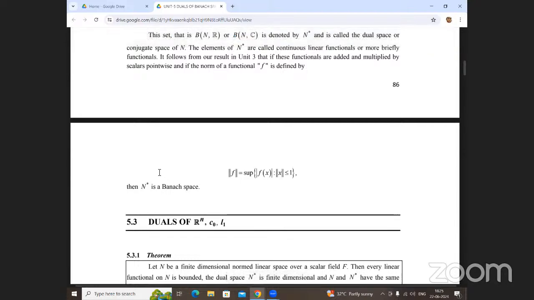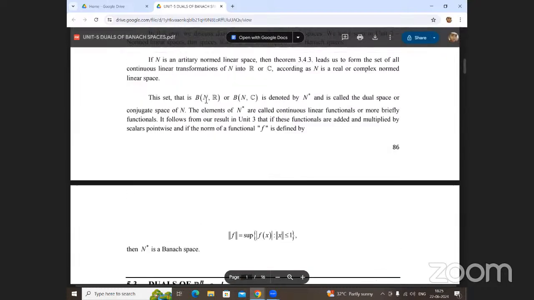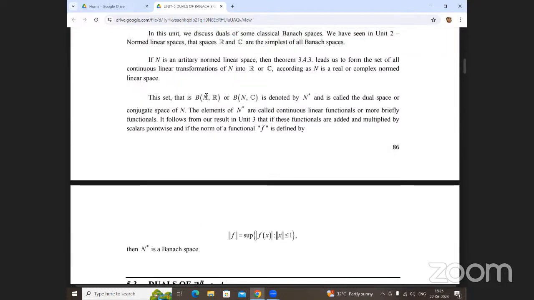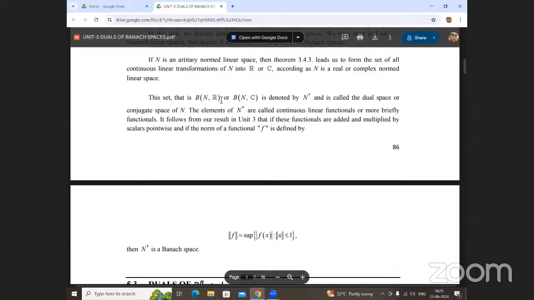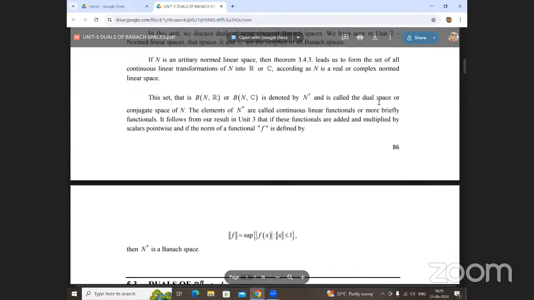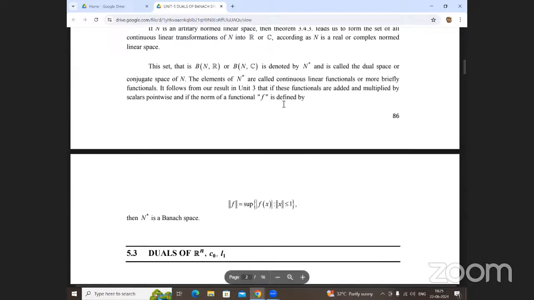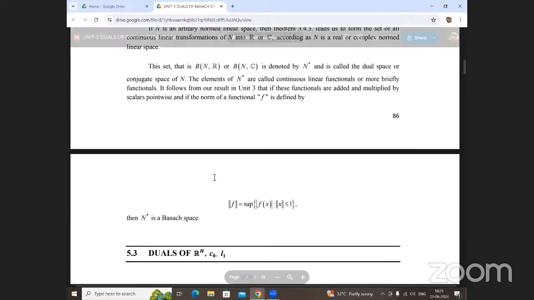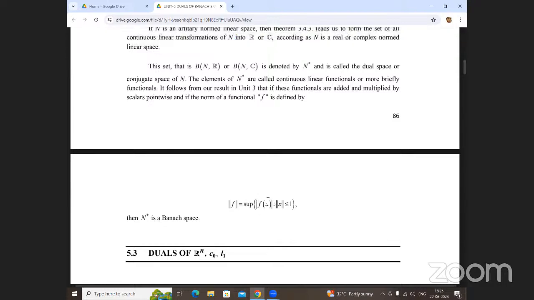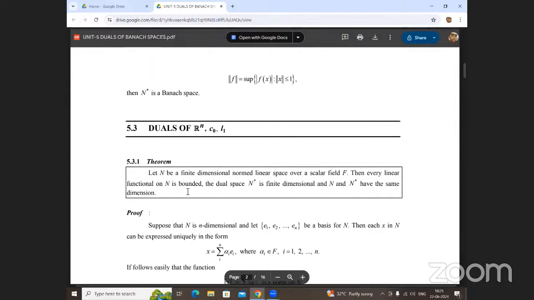So how to define that N star is a Banach space? Please note down here: B(N, R) is the set of all continuous bounded normed linear functionals with real or complex numbers. Here N star is called the dual space or conjugate space. When it is continuous linear functionals, f is defined under addition and multiplication, with norm of f equal to the supremum of mod f(x), norm x less than or equal to 1. That's why the dual space is a Banach space.